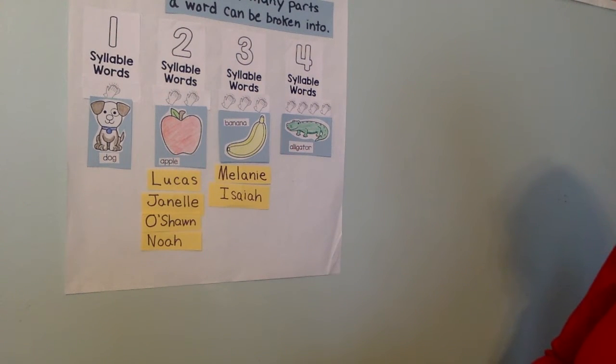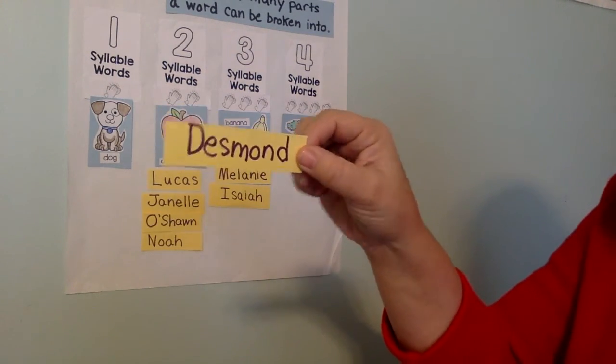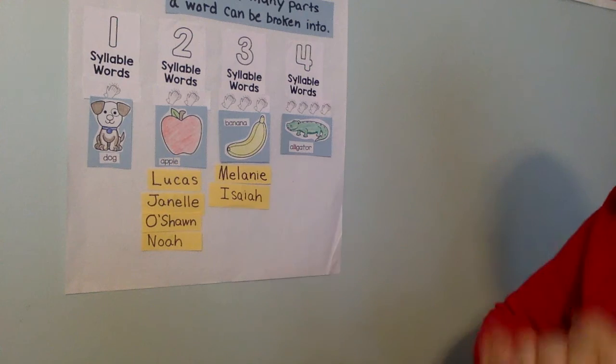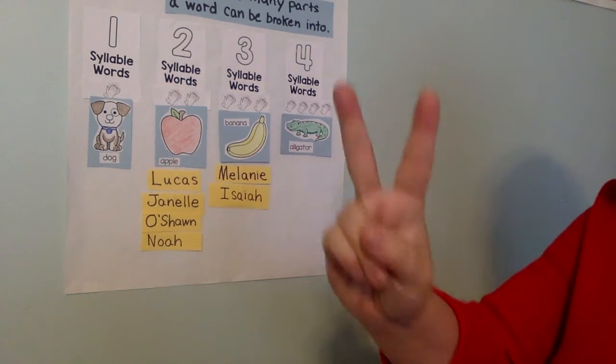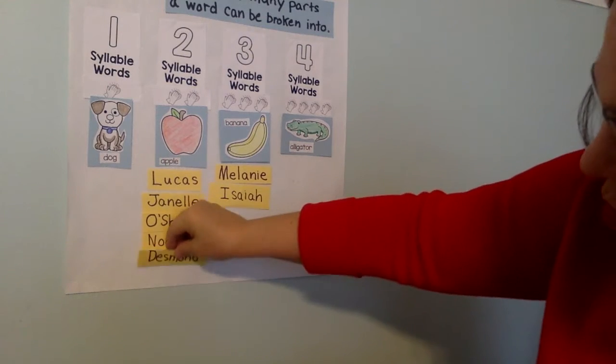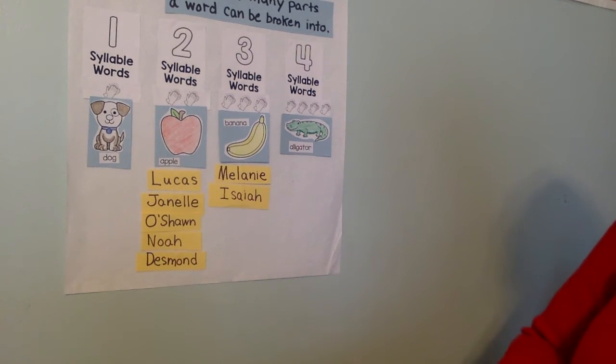All right. Who's this? Desmond. Desmond. How many syllables? Try it again. Desmond. Two. Very good.